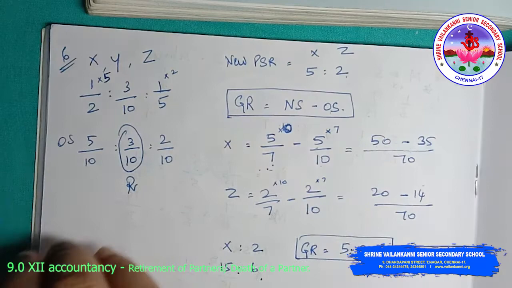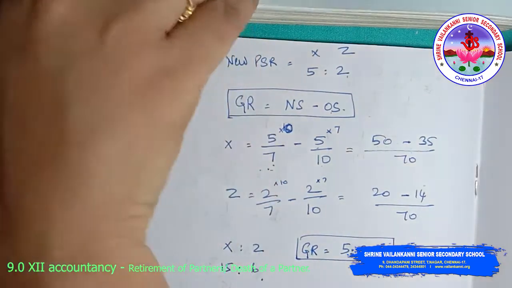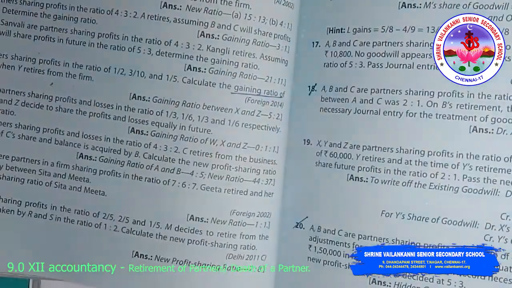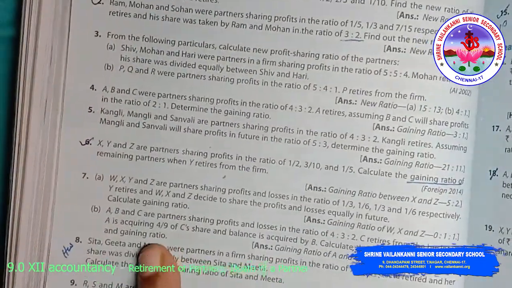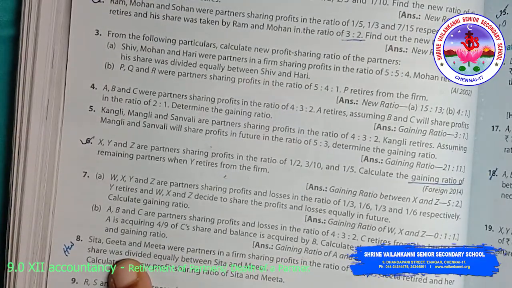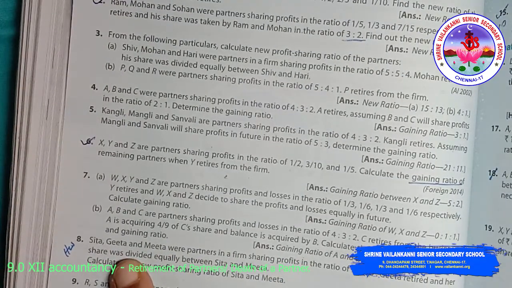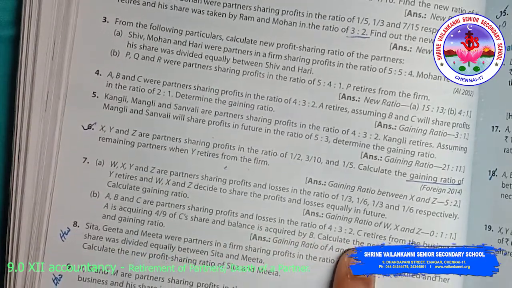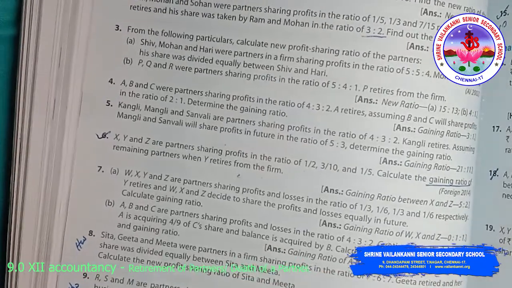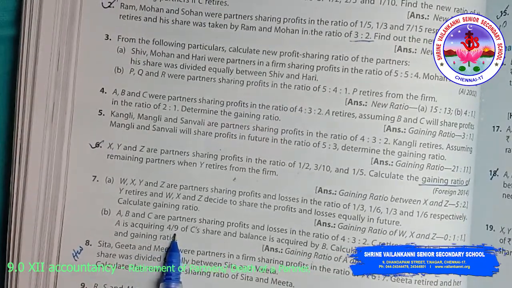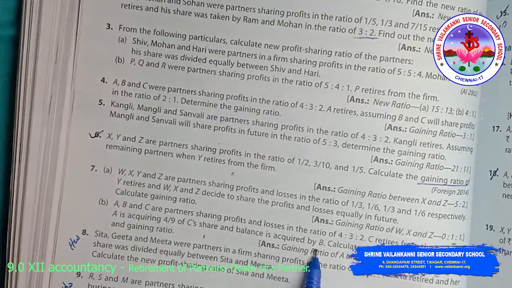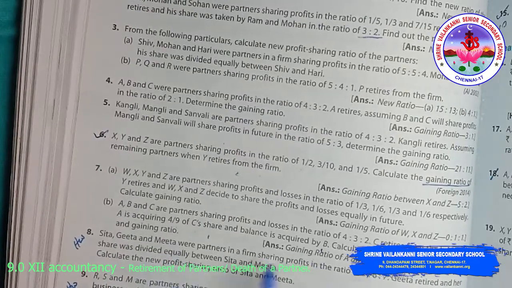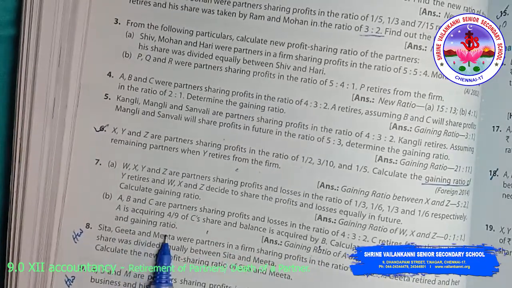The next question that we are going to look into is 7B. A, B, C are partners sharing profits and losses in the ratio of 4:3:2. C retires from the business. Now, A is acquiring 4 by 9th of C's share and balance is acquired by B. Calculate the new profit sharing ratio and gaining ratio. So they are asking both the new profit sharing ratio as well as the gaining ratio.